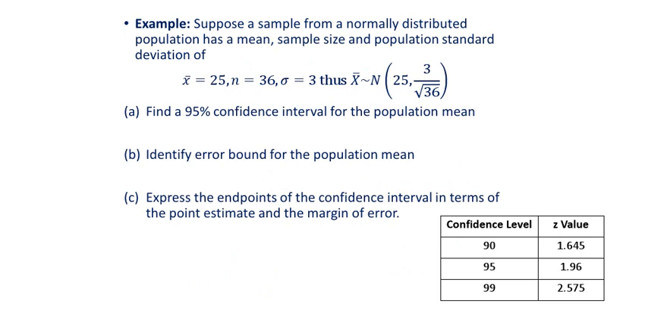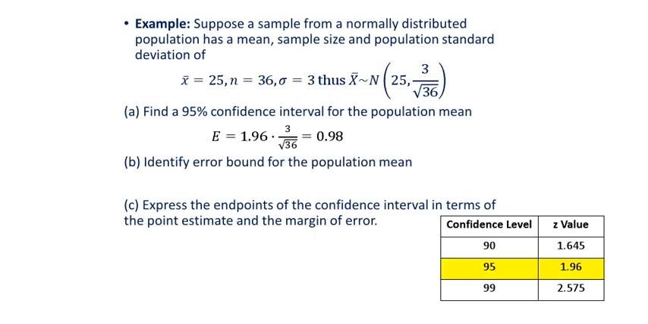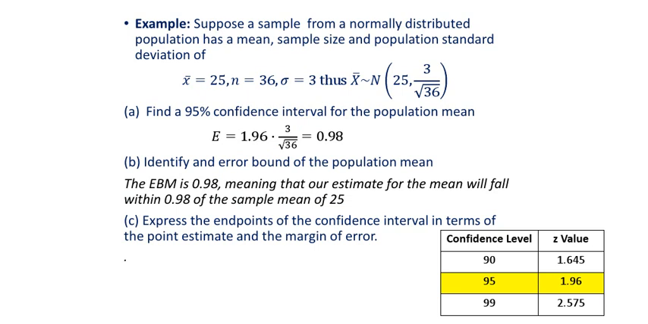So to find the 95% confidence interval for our population mean, first of all, we're going to use our confidence level of 1.96. So for this 95% confidence level, this is going to be our z value that we're going to use here. So our error bound would be 1.96 times 3 over the square root of 36, which is 0.98. So our error bound of our population is going to be 0.98, meaning that our estimate for the mean will fall within 0.98 of the sample mean of 25.